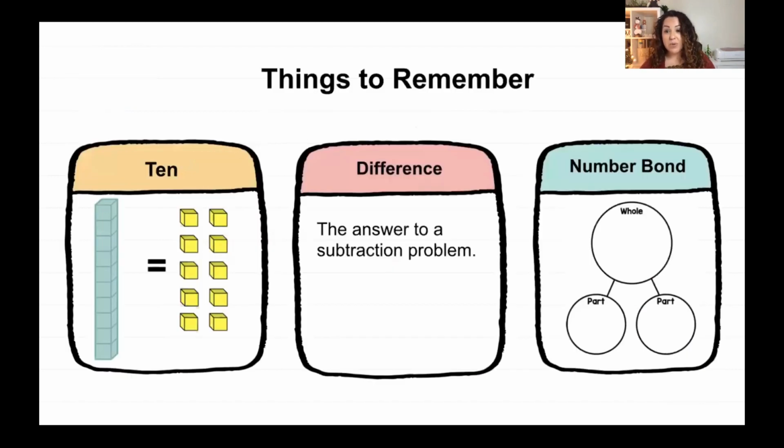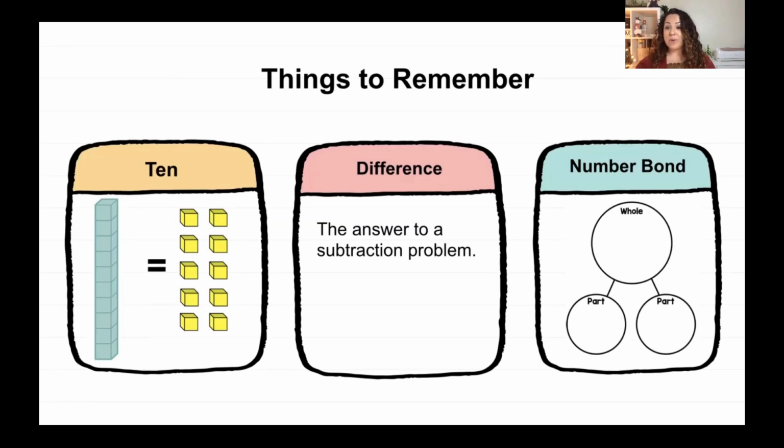So one of the most important things to remember in this lesson is that when you have 1 ten, it is also 10 ones. So one big is equal to 10 littles, and it can go both ways. 10 littles equals one big equals 10 littles. Either way, they go back and forth. So just know that they are equal to each other.